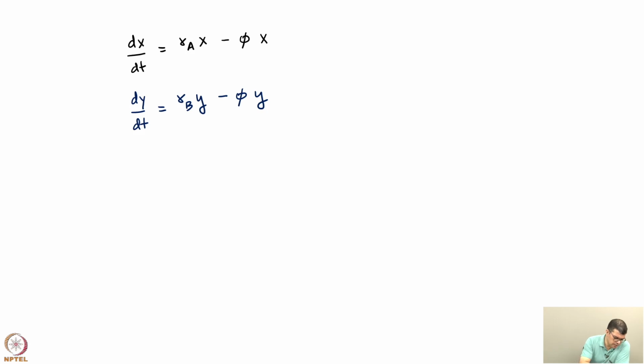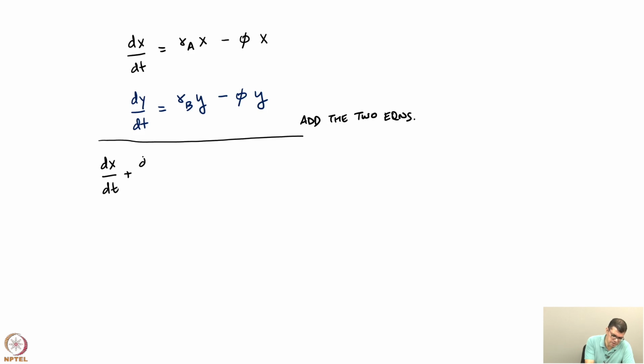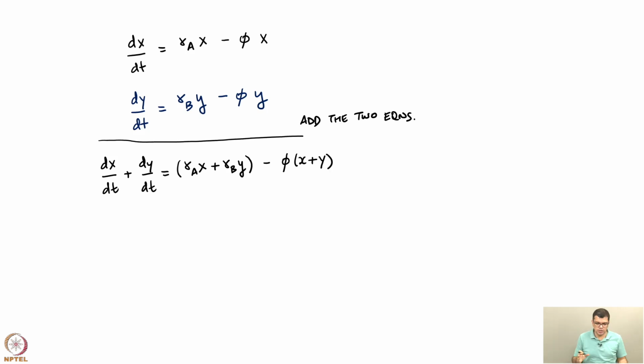What we are going to do is sort of a mathematical trick here: we are going to add these two equations. Add the two equations. And what this tells me is, the left hand side becomes dx by dt plus dy by dt equals Ra times x plus Rb times y minus phi times (x plus y). And now we have to understand each of these three terms and what they actually represent.